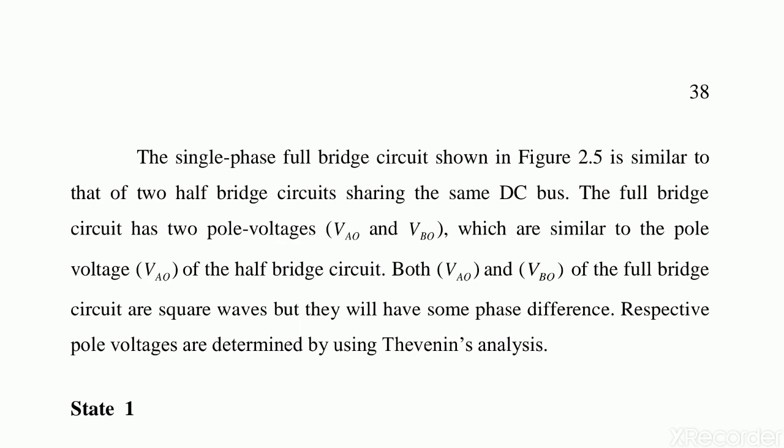The full bridge circuit has two pole voltages, VAO and VBO, which are similar to the pole voltage VAO of the half bridge circuit. Both these voltages of the full bridge circuit are square waves, but they will have some phase difference. The respective pole voltages are determined by Thevenin's analysis. So we will see how the output voltage across the load can be obtained in these four states.